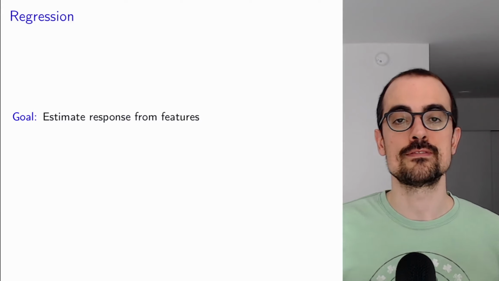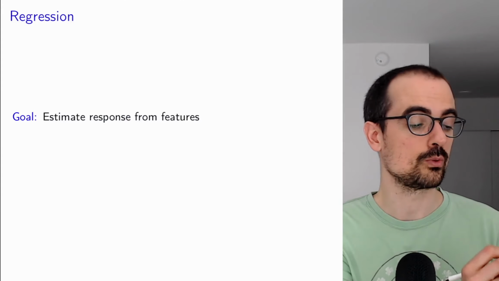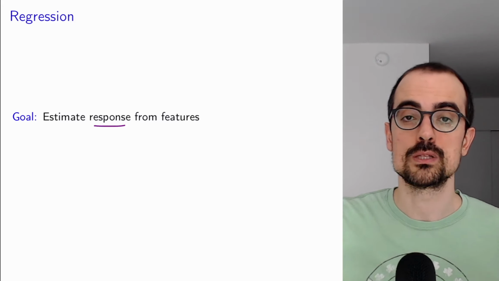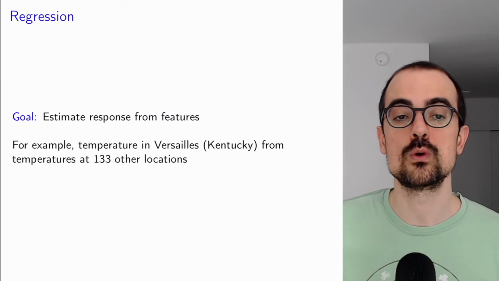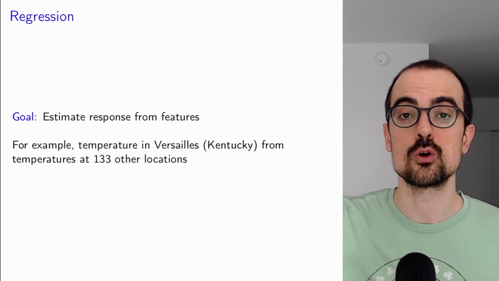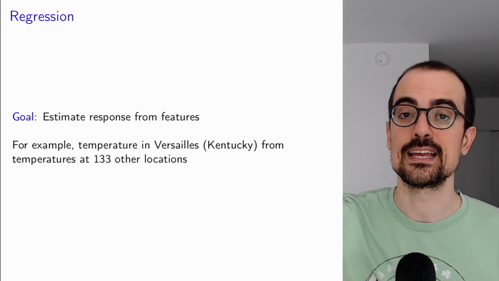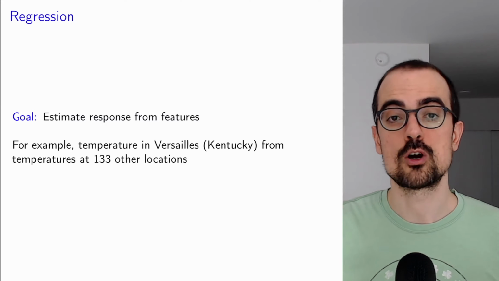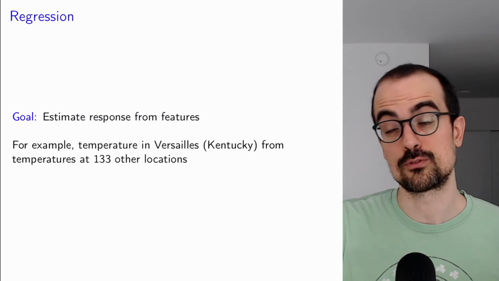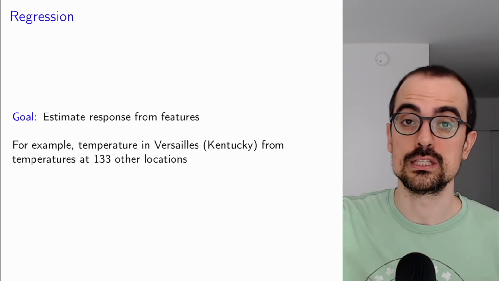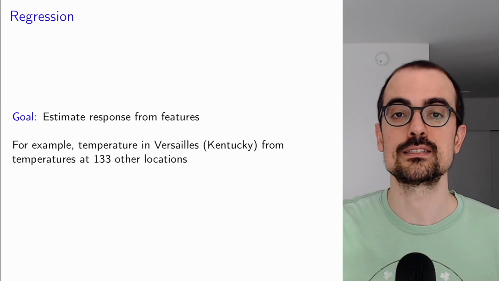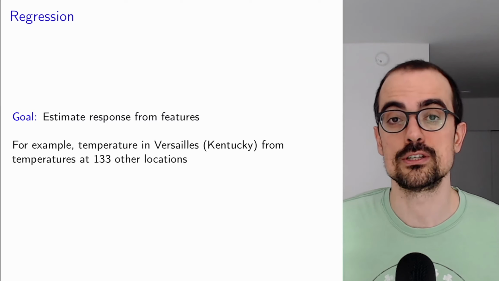Regression is the problem of estimating a quantity of interest, which we call the response, from multiple other quantities, which we call features. We're going to be using an example where we estimate the temperature at a certain location, in particular Versailles, Kentucky, from temperatures at multiple other locations, specifically 133 other locations all over the United States, so that we will have 133 features.